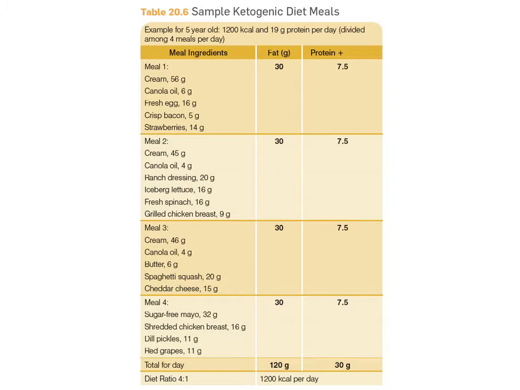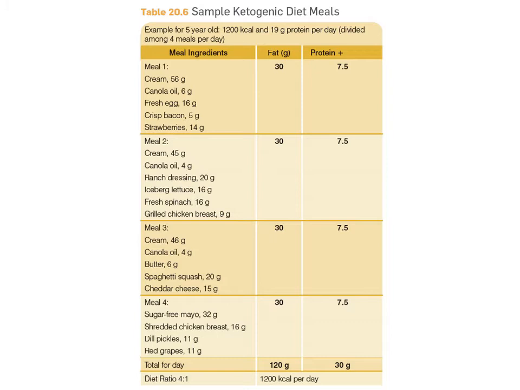Meal 2 is going to have, again, that canola oil and cream. So again, we're going to get our essential fatty acids, our omega-6s. And then we have basically your classic Cobb salad. So we've got lettuce, grilled chicken breast, ranch dressing. Meal 3 is going to be, again, higher fat, so that cream and canola oil. And then we have, again, our spaghetti substitutes. We're going to have spaghetti squash with cheese and butter.